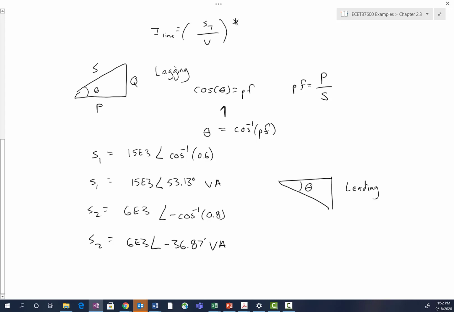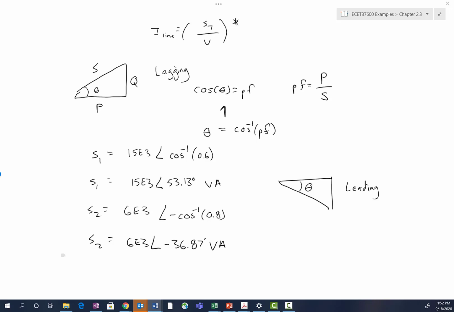So make sure you get your power angles right depending on whether the circuit is lagging or leading, where lagging means inductive, and that means it's a positive power factor angle, and leading is negative.